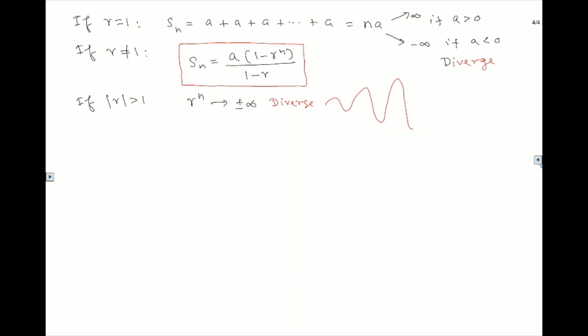Now what if the absolute value of r is less than 1? What will happen when you increase n in r^n? r is a number which is smaller, so when you increase n, it's getting smaller and smaller. So it's going to go to 0. That means the r^n term goes to 0, it's going to go away. So the geometric series converges.